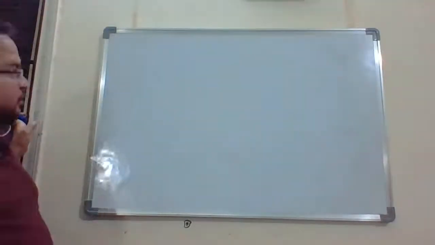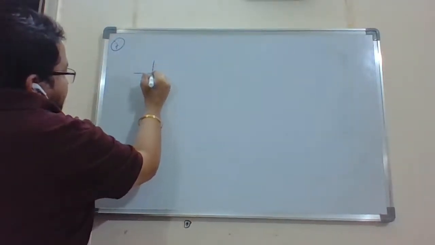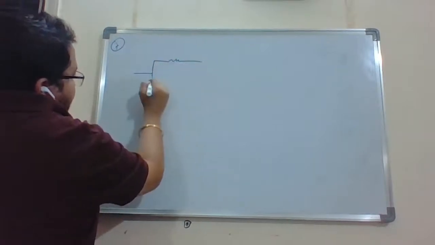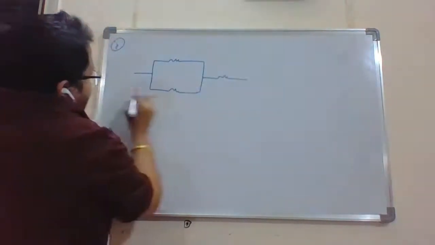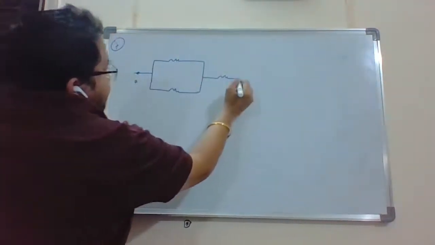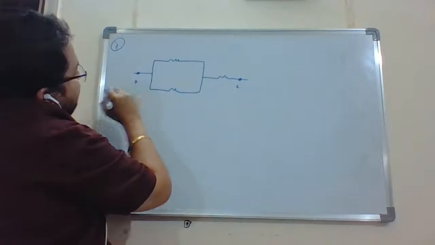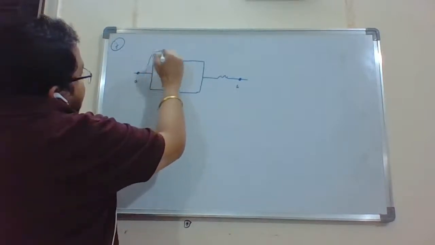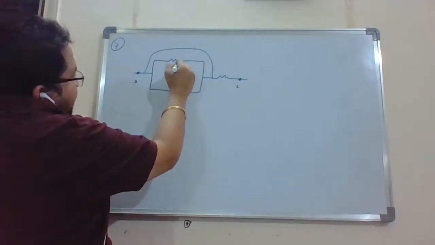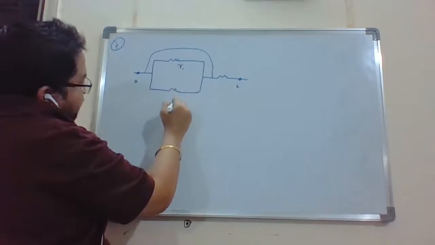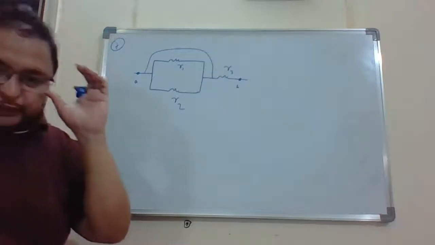Yeah, so we are in problem number 7. Now this is the problem. A and B, and this is your, say, R1, this was R2, this is R3. Okay, now this is the question.